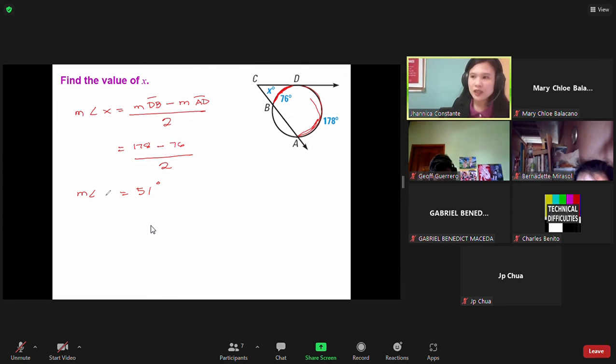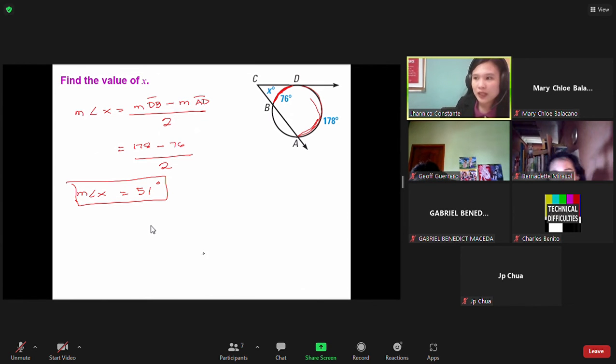So in using the measurement of the intercepted arcs, the first arc is the one outside of the circle. The bigger arc is always first in solving for the measurement of the angle outside of our circle. The bigger arc will be the one that you're going to use first in solving for the measurement of our angle outside of the circle.